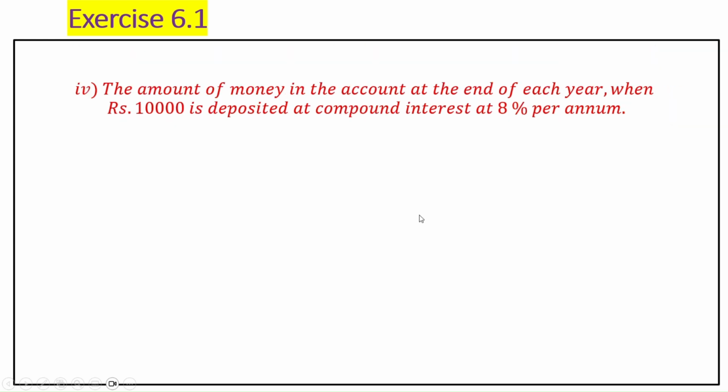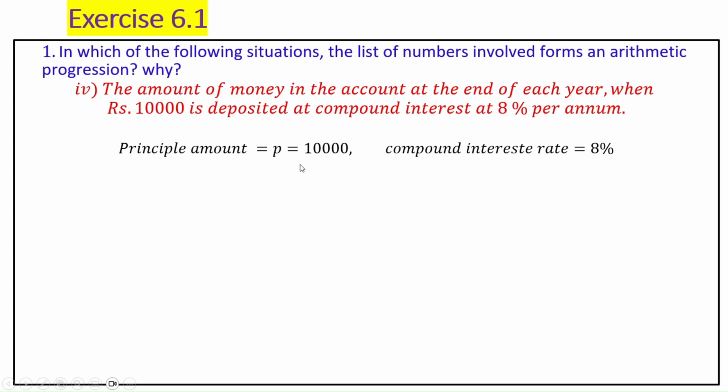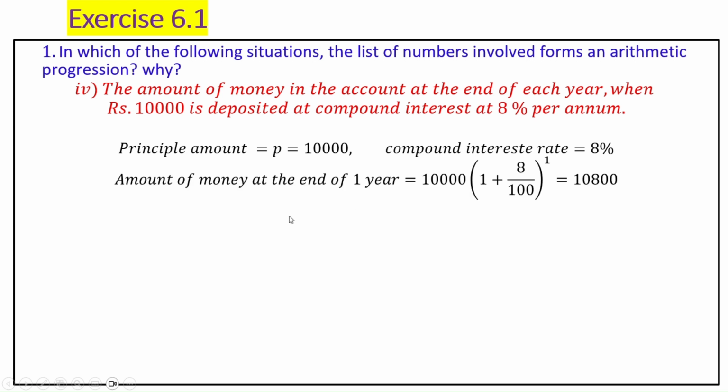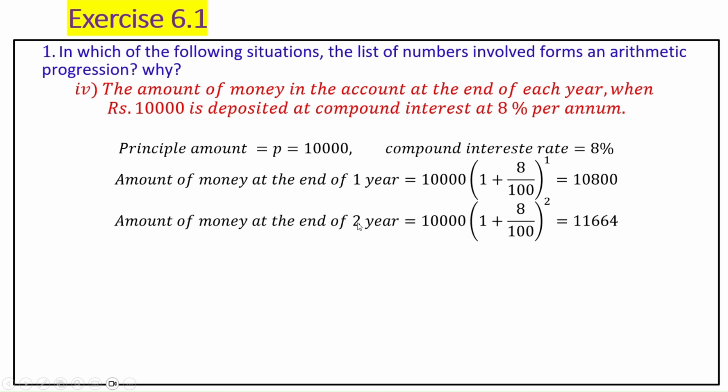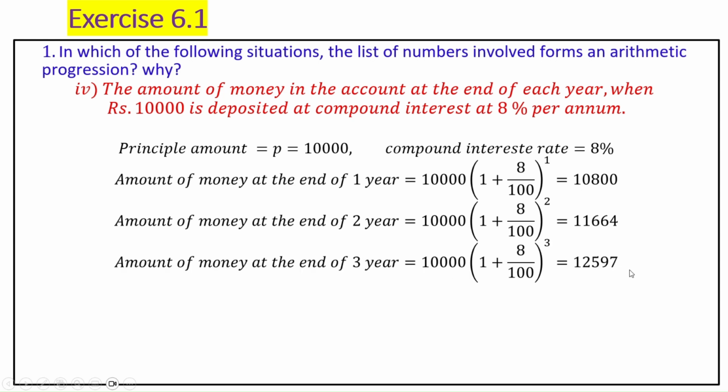The amount of money in the account at the end of the year when rupees 10,000 is deposited at compound interest at 8% per annum. So P equals 10,000 rupees principal and the compound interest rate is 8%. The amount at the end of each year, you apply the compound interest formula, P into 1 plus R by 100 whole power n. After the first year it is 10,800, after the second year it is 11,664, and after the third year it will be 12,597.